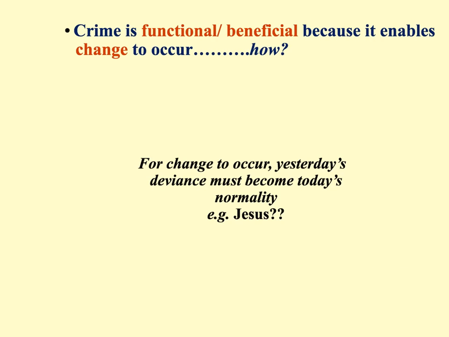He also argued that crime is functional and beneficial for society because it enables change to occur. So how can crime or deviance lead to social change? Well, and this is a quote from Durkheim, for change to occur, yesterday's deviance must become today's normality. And the example is not Jesus from Durkheim, that's my example.